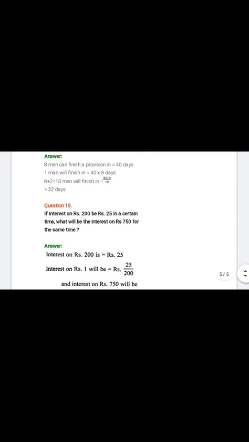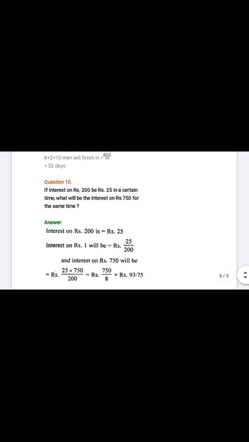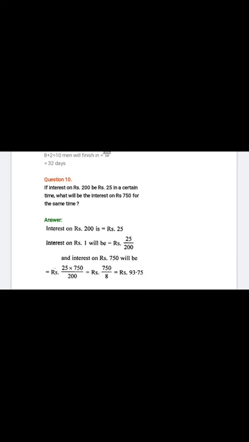Now we will see another question. If interest on rupees 200 is rupees 25 in a certain time, what will be the interest on rupees 750 for the same time? See the answer. Interest on rupees 200 is equal to 25. Then find the interest for 1 rupee. On 200 it is 25, so for 1 rupee, 25 upon 200.